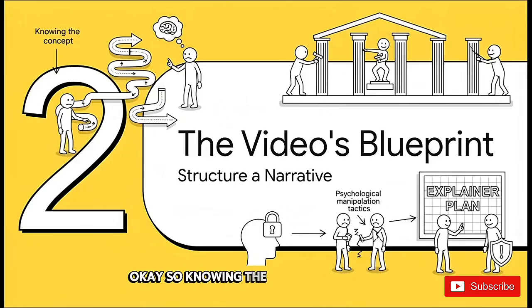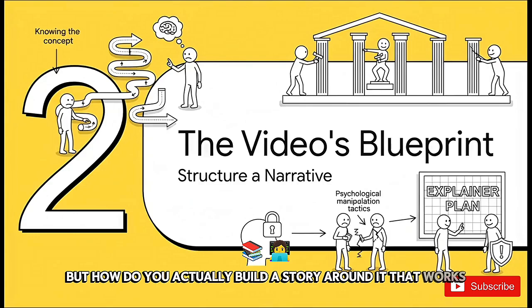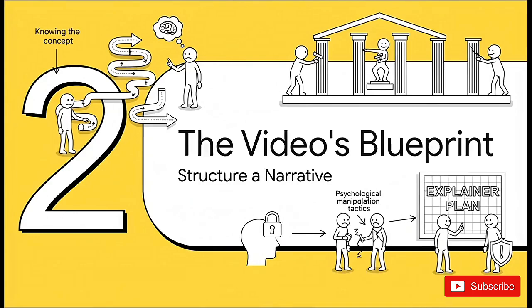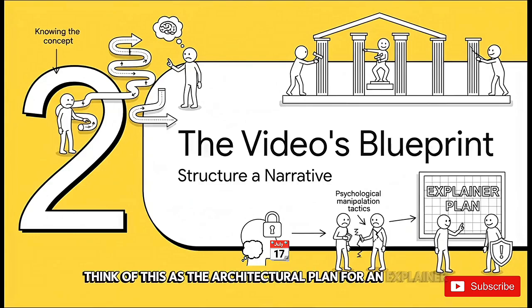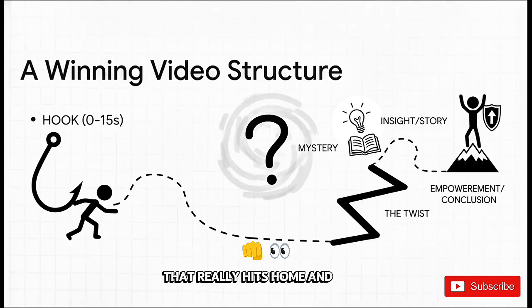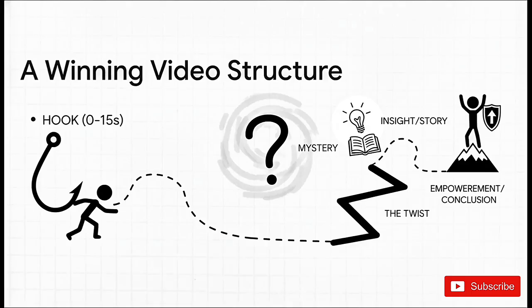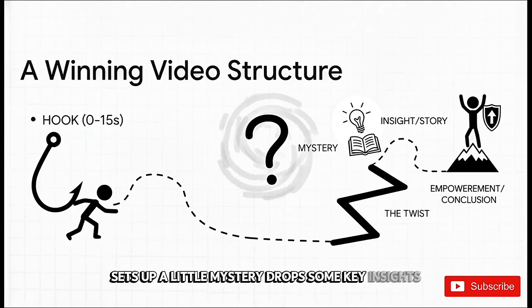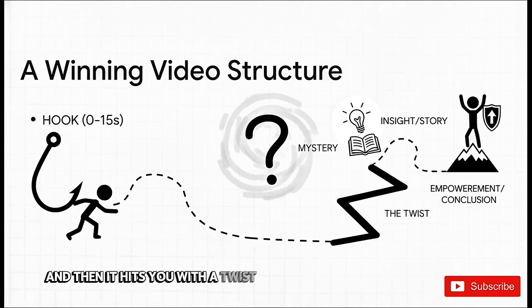Okay, so knowing the concept is one thing, but how do you actually build a story around it that works? That brings us to the blueprint. Think of this as the architectural plan for an explainer that really hits home. And look, this is way more than just a list of bullet points. It's an emotional journey. It all starts with a hook, sets up a little mystery, drops some key insights, and then it hits you with a twist that makes you rethink everything. By the end, you feel empowered. Every single step is designed to walk you from that place of confusion to total clarity.